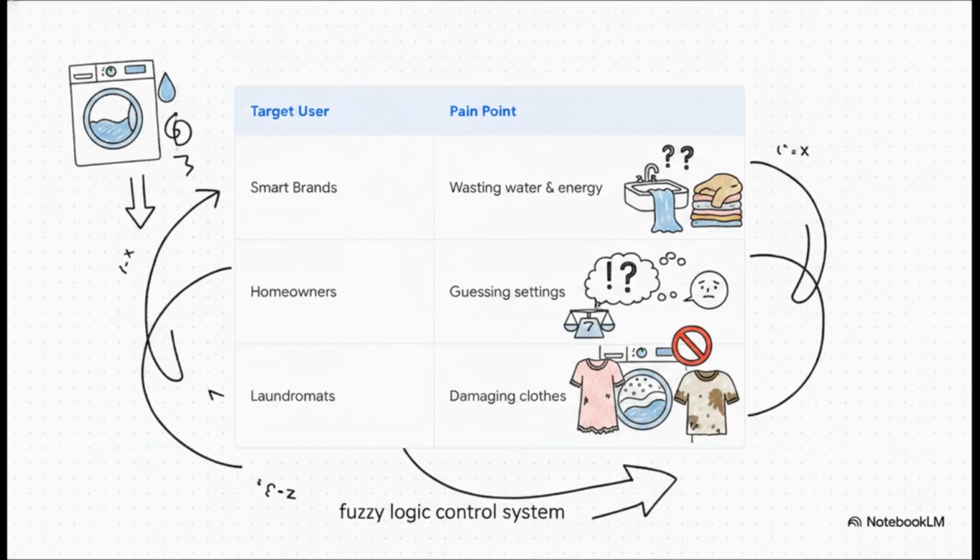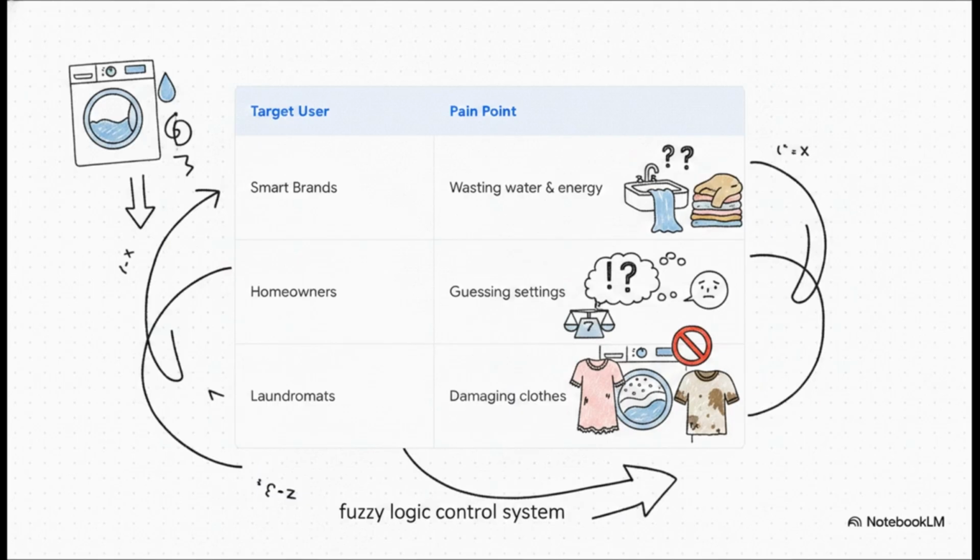Notice how perfectly those engineering objectives map onto our 3 defined target user groups and their specific documented pain points. Take smart appliance companies, for instance. Their massive problem statement is wasting water and energy. Their fixed cycles just can't adapt to actual dirt or weight, and that really hurts their sustainability ratings. Then you look at everyday homeowners. Their biggest pain point? Guessing the right settings.